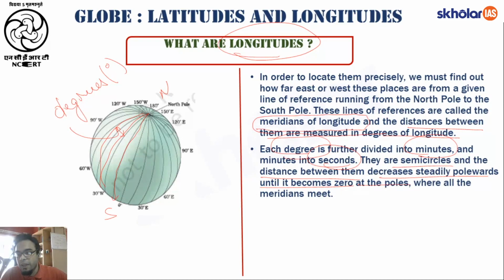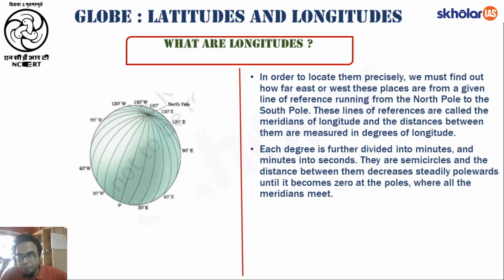Now what is this point saying? Suppose these are the two longitudes. If you look into this diagram carefully, what happens? These are semicircles in nature, and the distance between them decreases steadily polewards, meaning the distance here will be more, and as we are moving towards the pole, the distance between these two longitudes starts to decrease. Understood this? And it becomes 0 where? It becomes 0 at the north pole and the south pole. Why? Because at the north pole and the south pole, your longitudes will converge. So the distance between two longitudes starts to decrease as we move towards the poles.